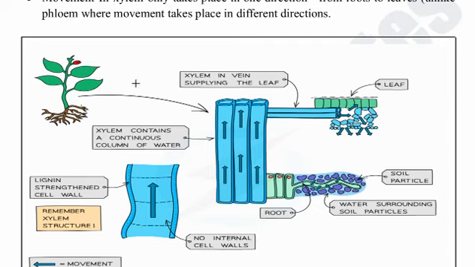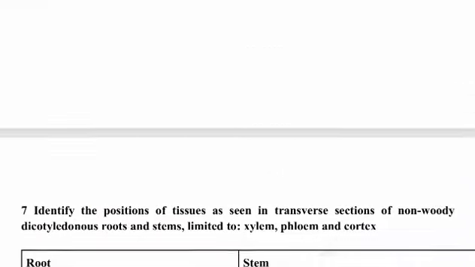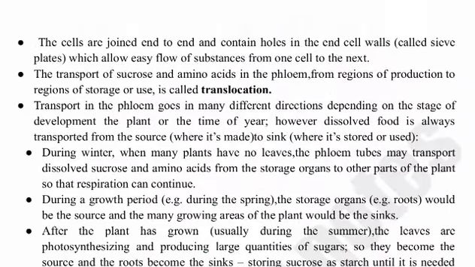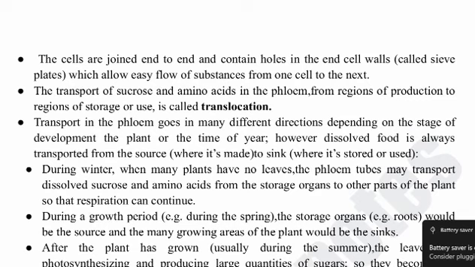Whereas phloem tissues are bidirectional. They transport food in the form of sucrose and amino acids from leaves to the root, and from roots to the leaf as well, depending upon the season of the plant. So hopefully this is clear, and the rest is basically clear.